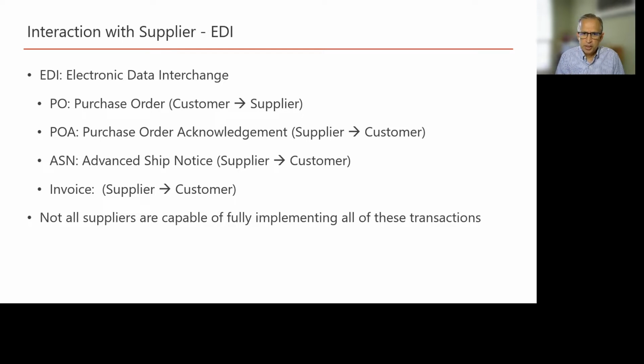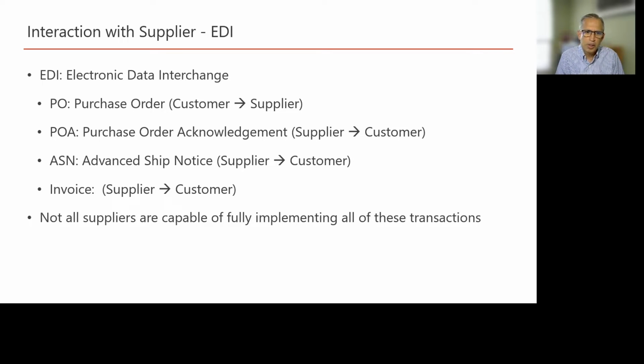Number 2, POA, which is the purchase order acknowledgement, this is sent by the supplier in response to a PO. The important information in a POA, if fully implemented, is expected ship date for every line on the PO. Number 3, ASN, Advanced Ship Notice, is also sent by the supplier, and it contains quantity shipped for every PO line shipped, and of course the date of shipment.